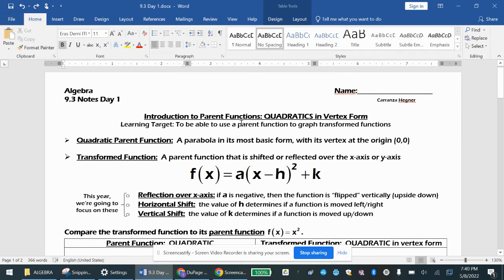Hey, algebra students, welcome to today's lesson on 9.3. We're going to be talking about parent functions.